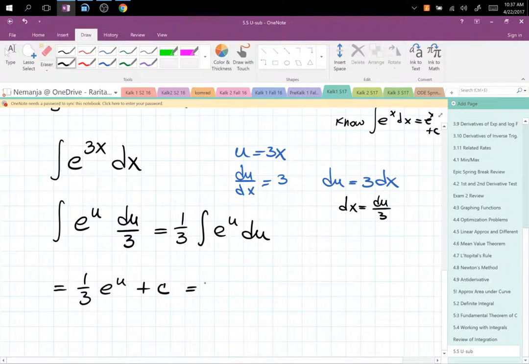And then don't forget to go back into the original variable, okay? You can use the sentence, I don't care about u, I care about the x. Because you don't want u back, right? X is the main variable. So I don't care about u, I care about the x. Makes sense.